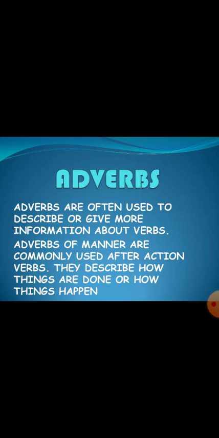Let's see how. Here, if you try to find a definition, the definition says: a word which tells us more about a verb and also an adjective is called an adverb. There are different types of adverbs. Let's see what they are.